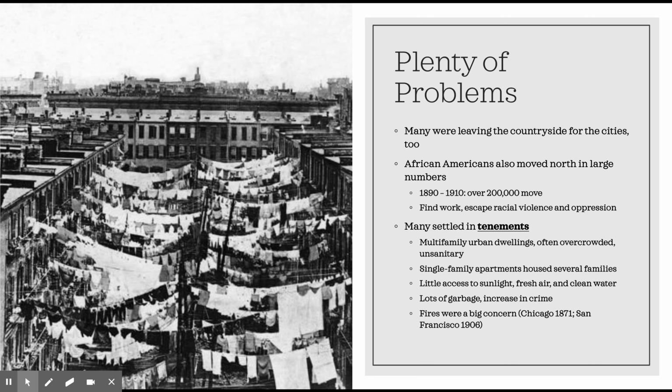So there were massive fires. For example, in Chicago in 1871, there was another massive fire in San Francisco in 1906. Baltimore had a fire in 1902, which destroyed good portions of the city. And here on the left is an image of what some of the tenements would have looked like on the outside. So take notice that folks are hanging out their laundry to dry in between the buildings, right?